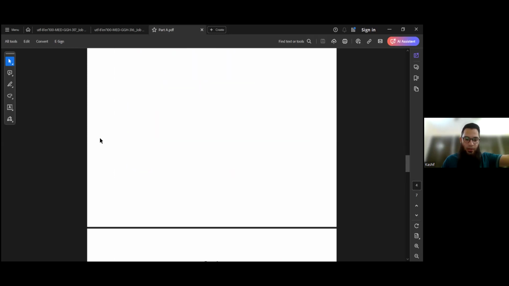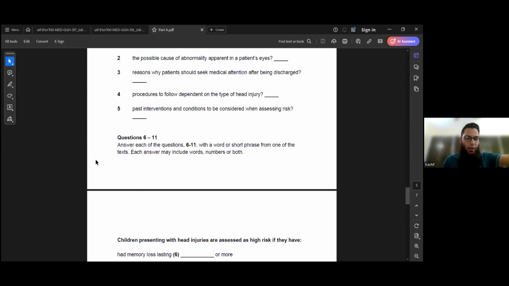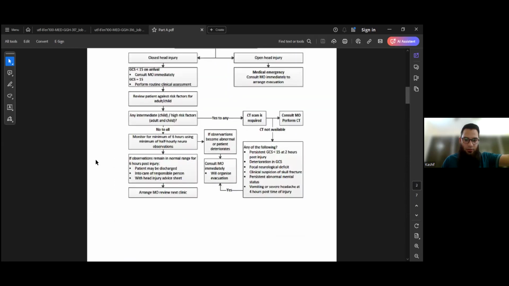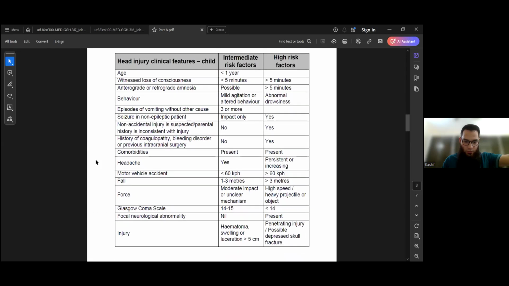Okay, now the last, I think, is the last one. Yes, unusual levels of dash, which gets worse over time. And the 11th is: children assessed as intermediate or high risk should undergo what? I will go to the part where it is written. Anybody who is intermediate or high risk should undergo what? You can have a look here and you can have a look here as well.